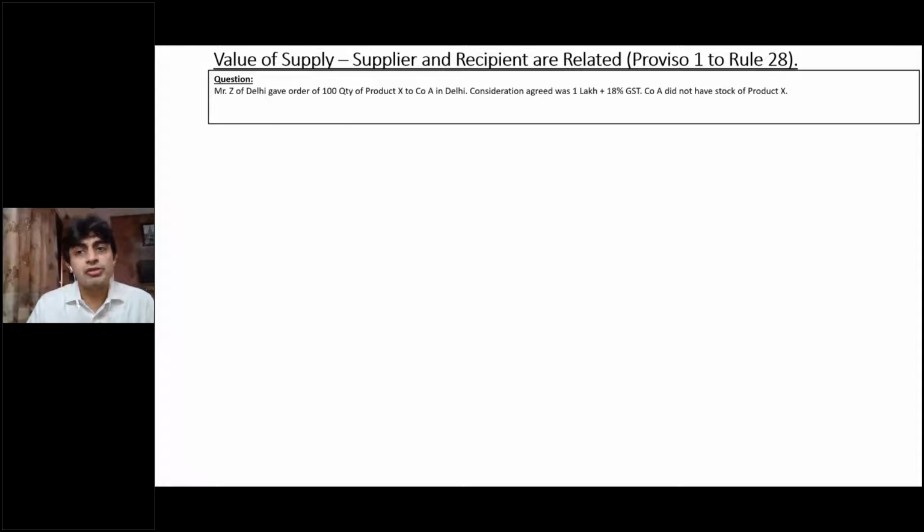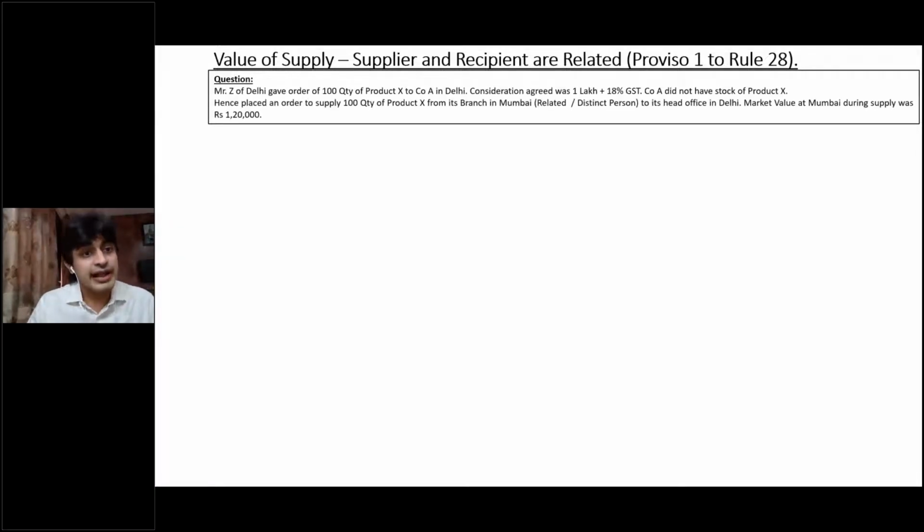But company A did not have stock. There was no stock of product X. So what did the company do? It placed an order of 100 quantity from its branch in Mumbai. I ordered from my own branch to the head office in Delhi. Okay, market value in Mumbai was 1,20,000. Market value in Mumbai was 1,20,000.